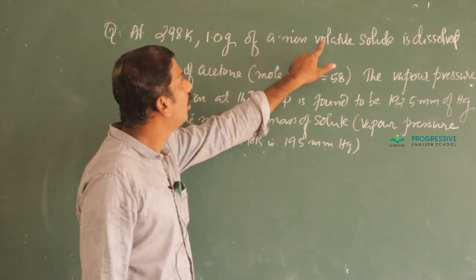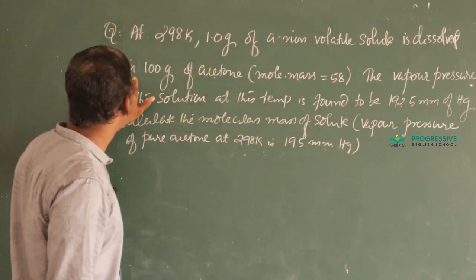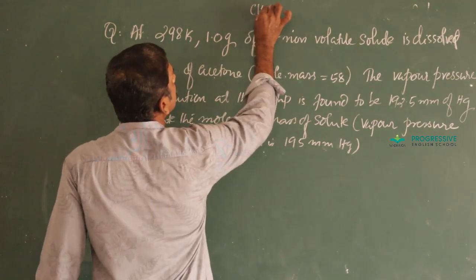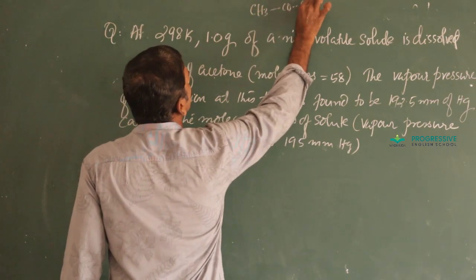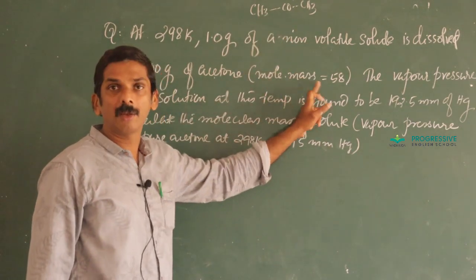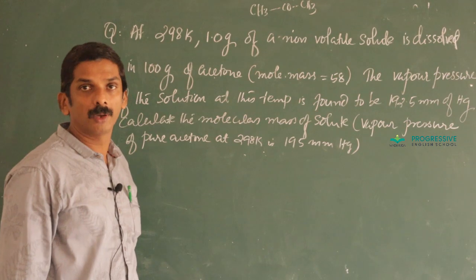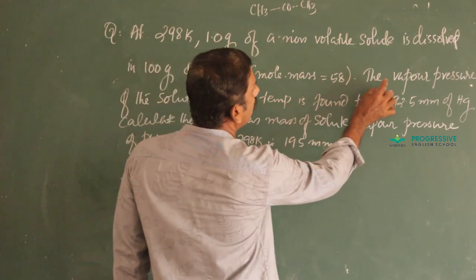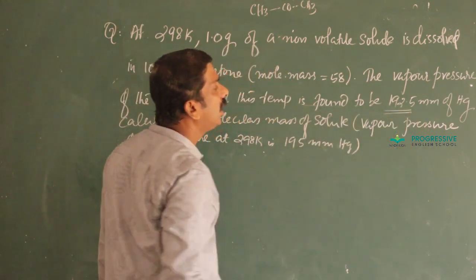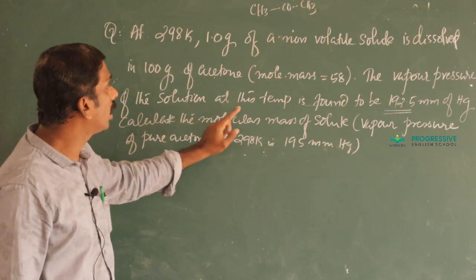Say this question: at 298 Kelvin, 1.0 gram of a non-volatile solute is dissolved in 100 gram of acetone. Acetone is a ketone, CH3COCH3, propanone. Since the molecular mass is given directly, otherwise you have to find out the molecular mass based on the molecular formula. The vapor pressure of the solution at this temperature is found to be 192.5 millimeters of mercury. Then you have to calculate the molecular mass of the solute.